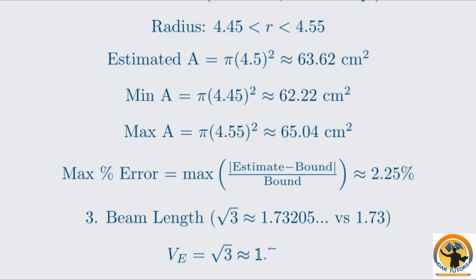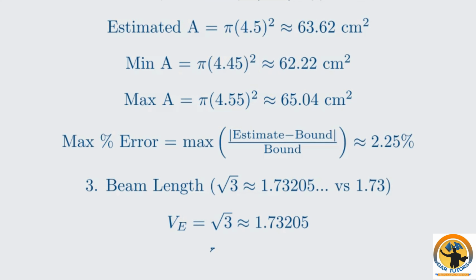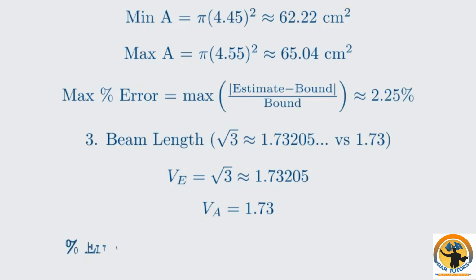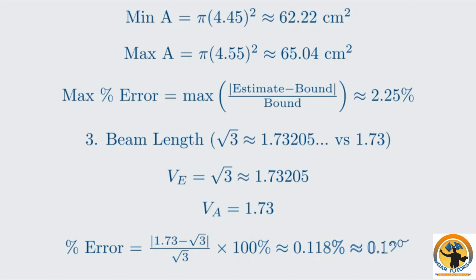Question 3 asks for the percentage error in approximating the square root of 3. The exact value is about 1.73205. The approximate value is 1.73. The absolute error is 0.00205. Dividing by the exact value and multiplying by 100 gives about 0.118%. To two significant figures, this is 0.12%.